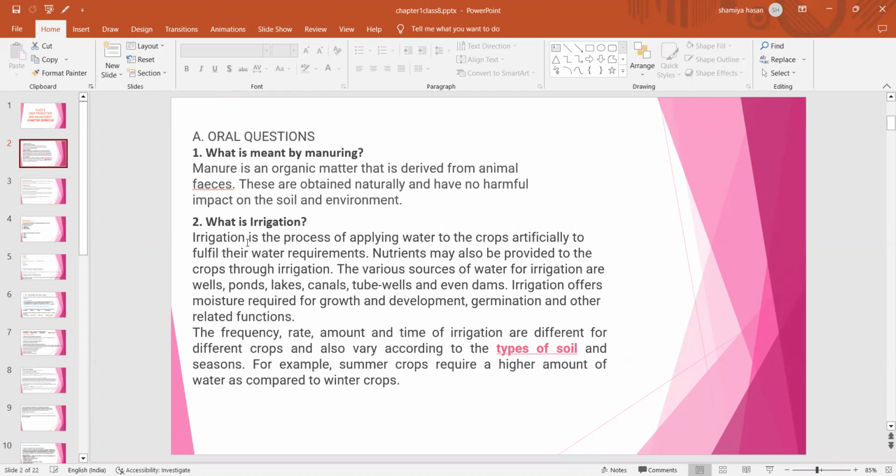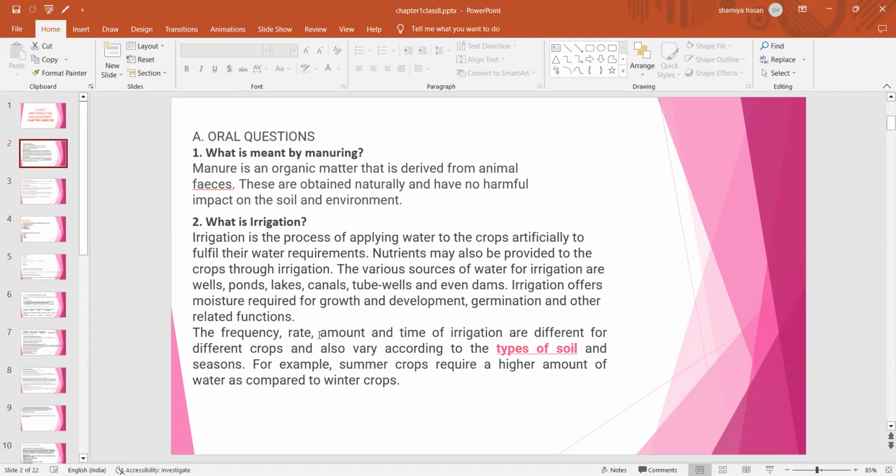Then what is irrigation? Irrigation is the process of applying water to the crops artificially to fulfill their water requirements. Nutrients may also be provided to the crops through irrigation. The various sources of water for irrigation are wells, ponds, lakes, canals, tube wells, and even dams. Irrigation offers moisture required for growth and development, germination, and other related functions.